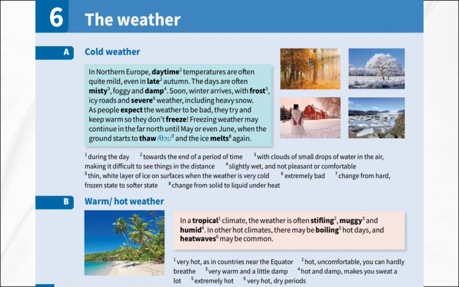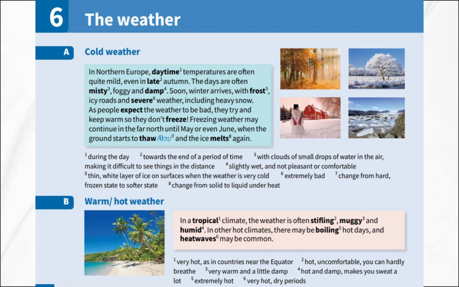Cold weather. Let us begin with cold weather. Imagine you are in Northern Europe. Even in late autumn, the daytime temperatures can be quite mild. However, the days are often misty, foggy, and a little damp. You know, that slightly wet feeling that is not very pleasant.